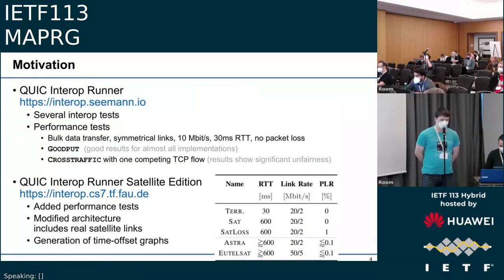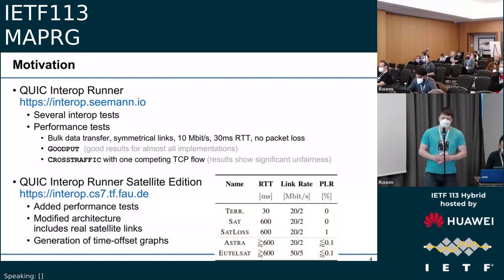So the QUIC Interop Runner is obviously mainly used for interoperability tests and standards compliance. But there are also two performance tests which use a very non-challenging link, a symmetrical link with low data rate, low RTT, and no packet loss. In the goodput scenario, a 10 megabyte file is downloaded, and the performance is quite good for almost all implementations. There is another performance test where there is one competing TCP flow, and the results show some significant unfairness.